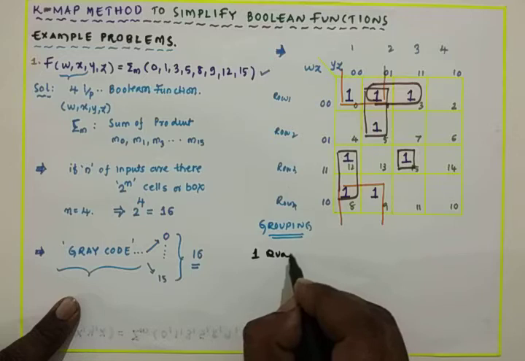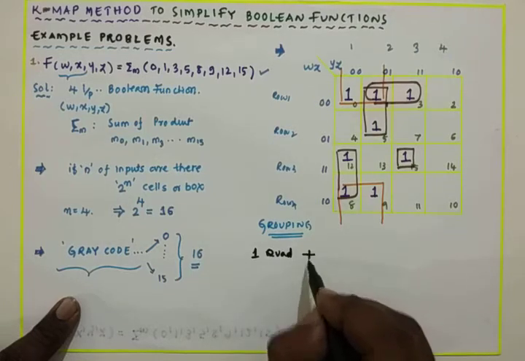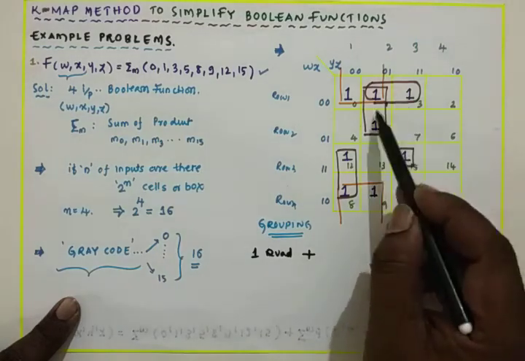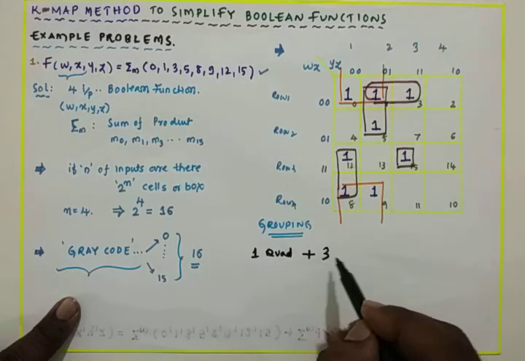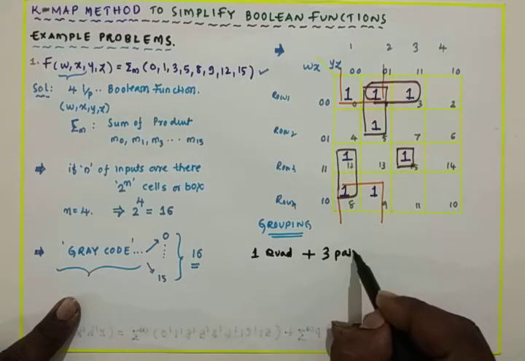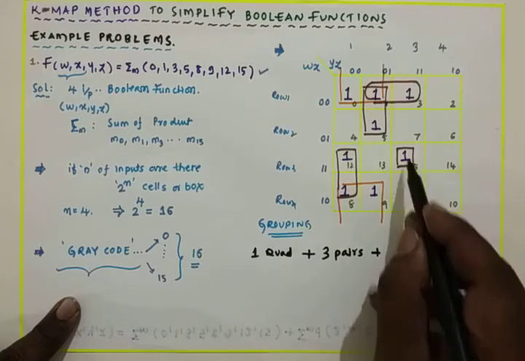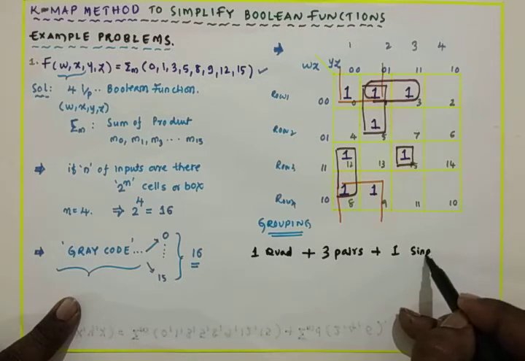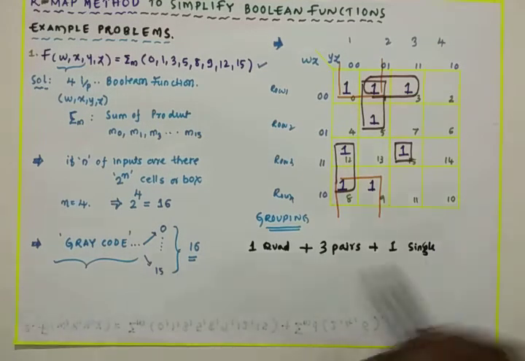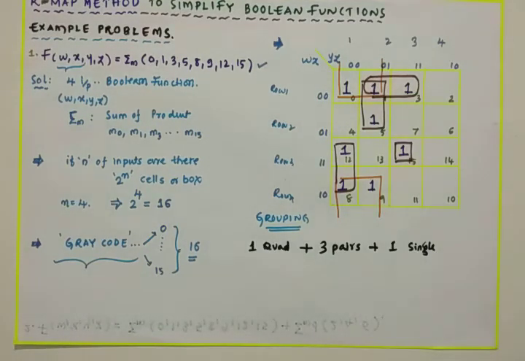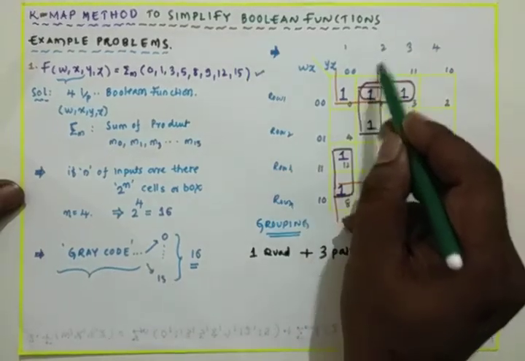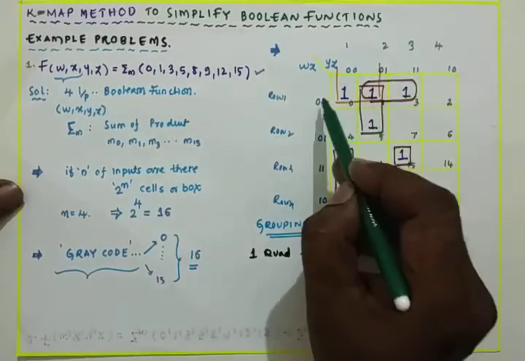The first one is one quad, and that quad is completed. Plus we have three pairs, plus only one single one. So I am going with the one quad. Just see the one quad. This quad is in the one.